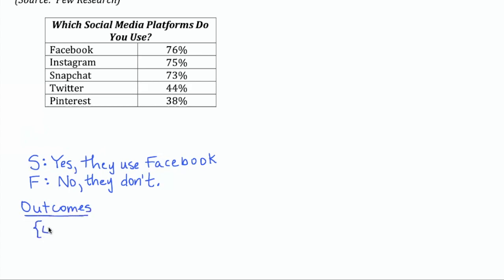We might have no people report they use Facebook. 1 person might say yes. 2 might say yes. 3, and so forth. So there are 7 possible outcomes for my survey. So what we learned in the last video is that in a probability distribution, you would list your possible outcomes, and then next to each one, we need to calculate its probability.